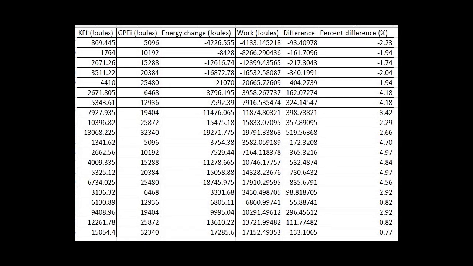If you use Excel, it would be only the columns that list the kinetic energy, the gravitational potential energy, the difference between the two, the work column, and the percentage difference column. Your other data should be in the data table, so there should be no need to include those columns from Excel.